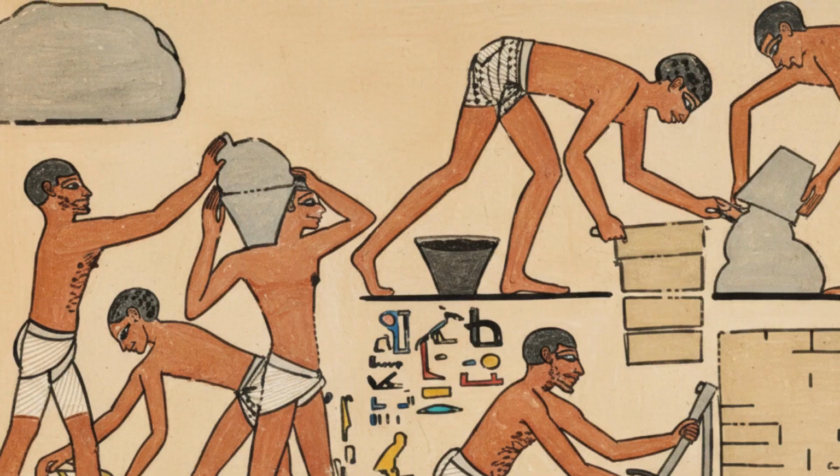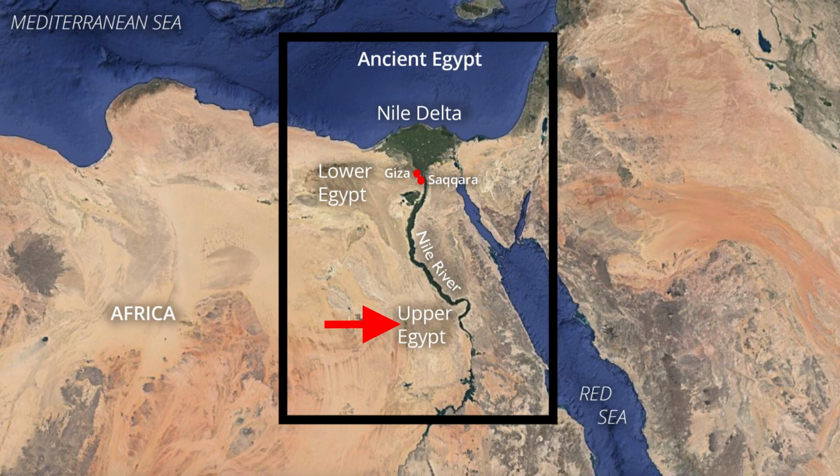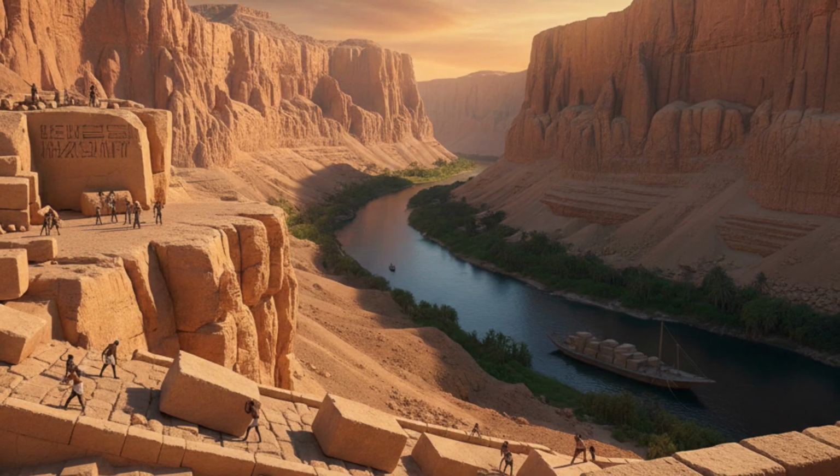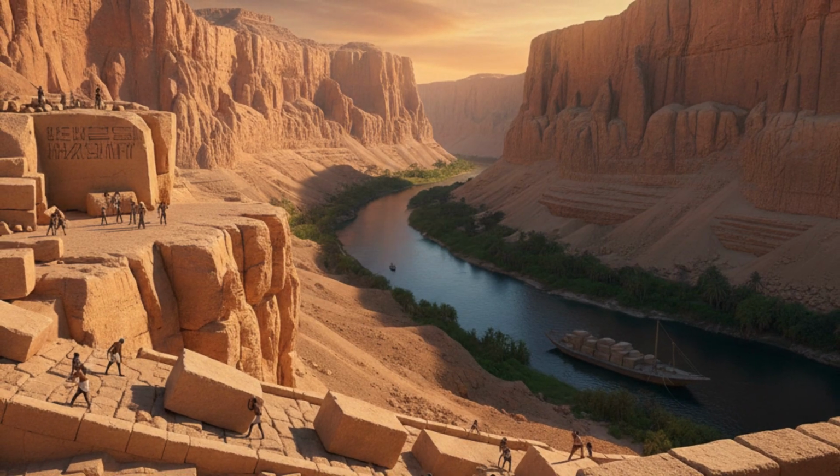Mud bricks are enough. In the south, Upper Egypt was a narrow valley with tall cliffs. The land was full of hard limestone, granite, and sandstone. These heavy stones were chosen for tombs, because only stone could fight time and protect eternal life.